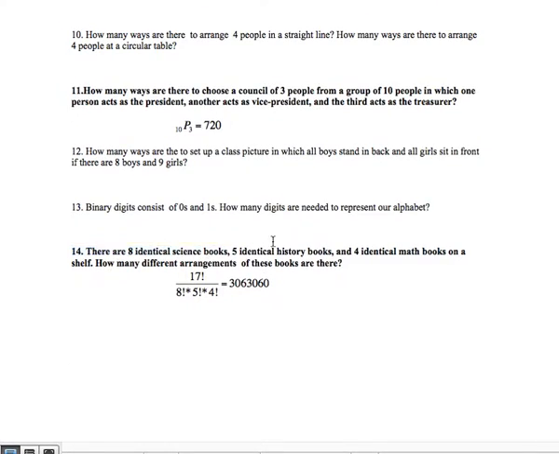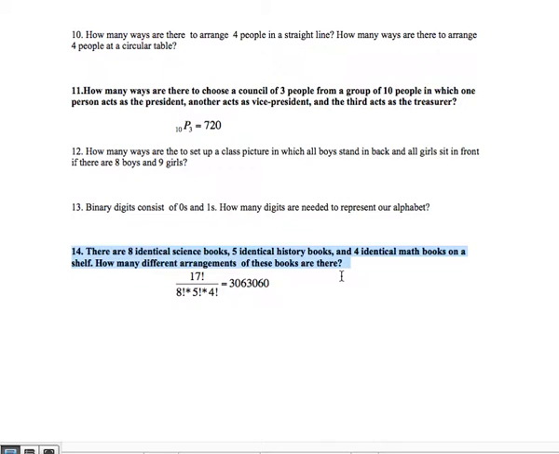Let's work one more, number 14. This is a variation on this idea. It's a permutation problem, but we're really not going to use the exact permutation formula. In this case, we have 8 identical science books, 5 identical history books, and 4 identical math books. How many arrangements are there of these books on a shelf?